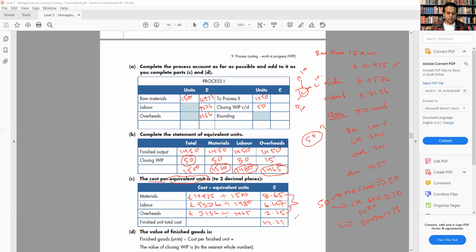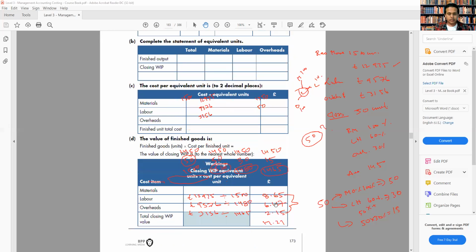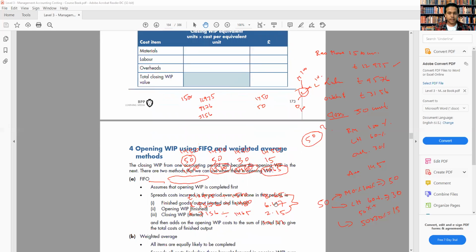So let's complete the next section. The next point we have here, the value of the finished good. So let's calculate the value of the finished good. So let's move on a little bit down. And can I do it here? Yeah.